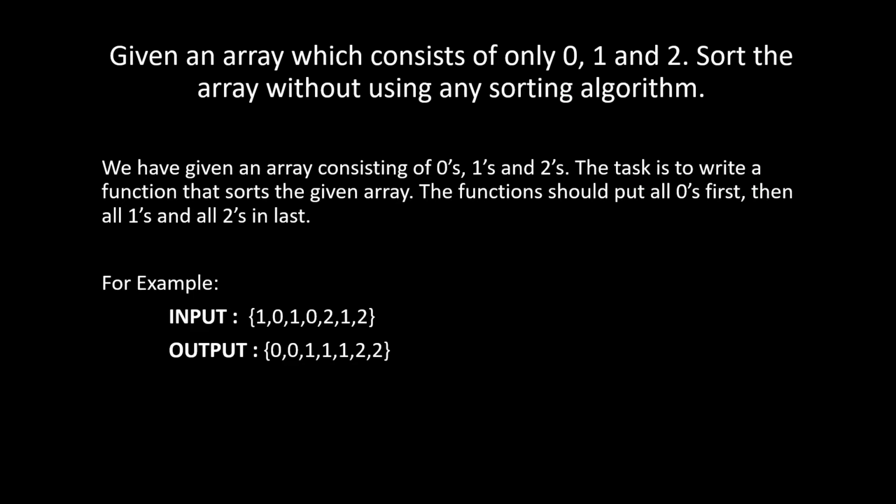last. So for an input array 1, 0, 1, 0, 2, 1, 2, we should get the output 0, 0, 1, 1, 1, 2, 2. That is in sorted form. So we will see how we can solve this question.